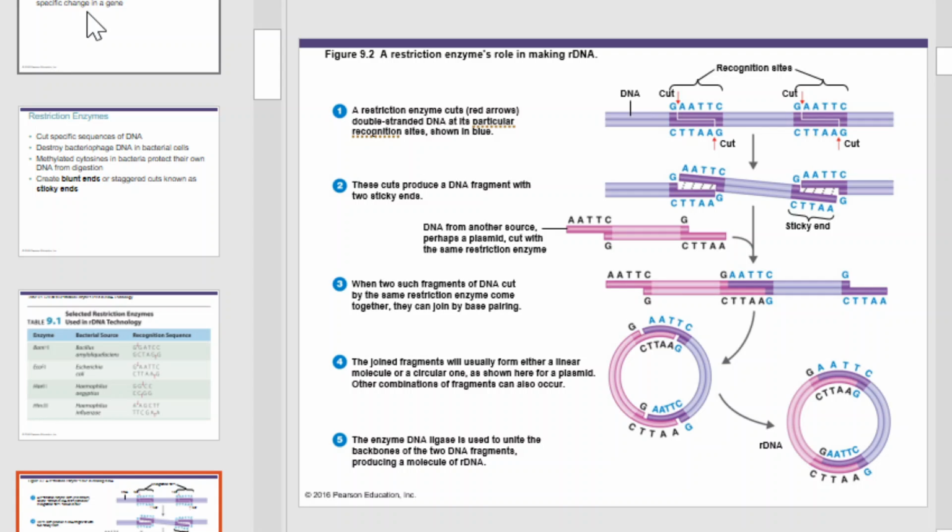The same restriction enzyme would be used in the extraction of DNA from another source, so that the two types of DNA will have complementary sticky ends. When the two fragments, both treated with the same restriction enzyme, are introduced to each other, the complementary sticky ends seek each other out. The joined fragments will usually form either a linear molecule or a circular one.